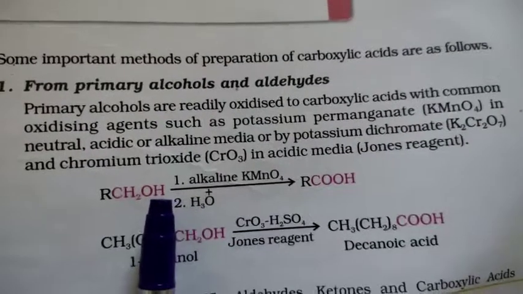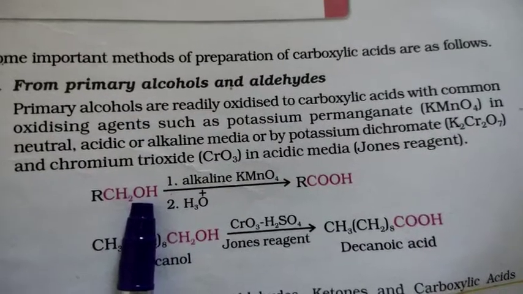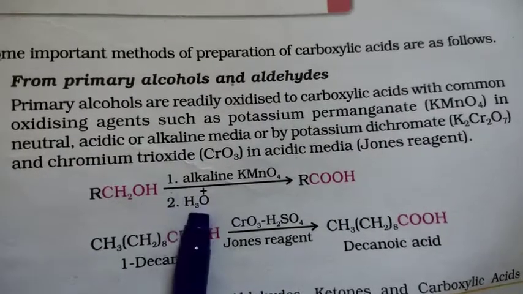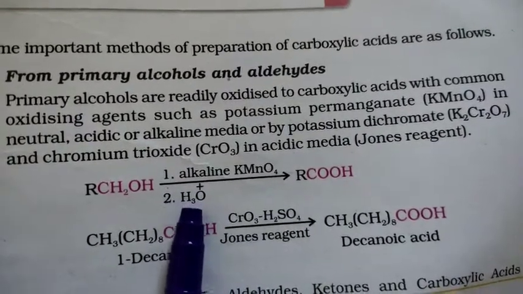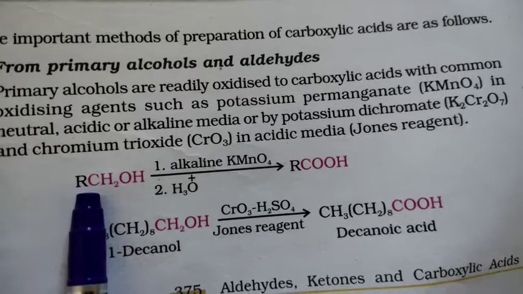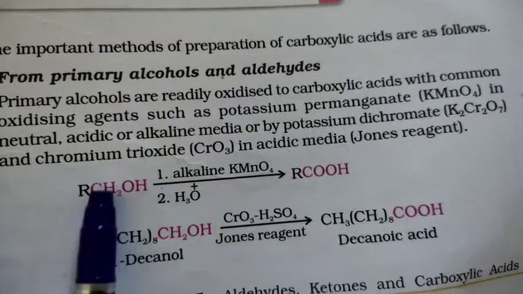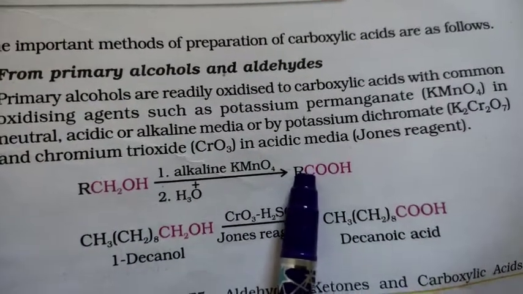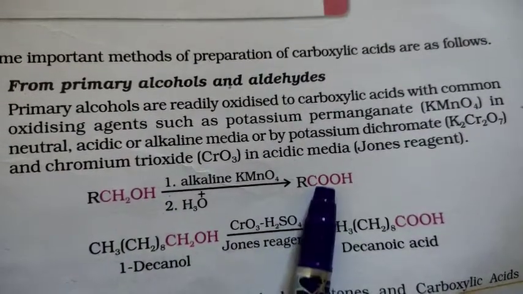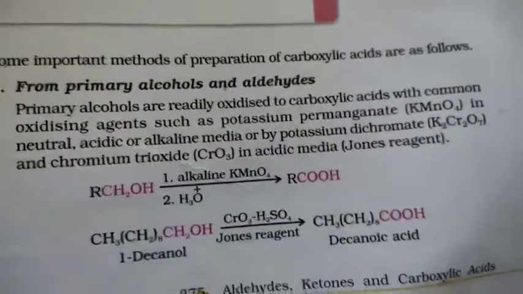Since we are talking about the preparation of carboxylic acid, it can be prepared from alcohols using alkaline KMnO4 and acid. The acid is designated as H3O positive here. This CH2OH has one carbon, which is also important to remember if you want to learn by heart. You have to put one carbon here. Then in place of CH2OH, you know the formula for carboxylic acid: C double bond O single bond OH. This is how you have to remember the reaction.